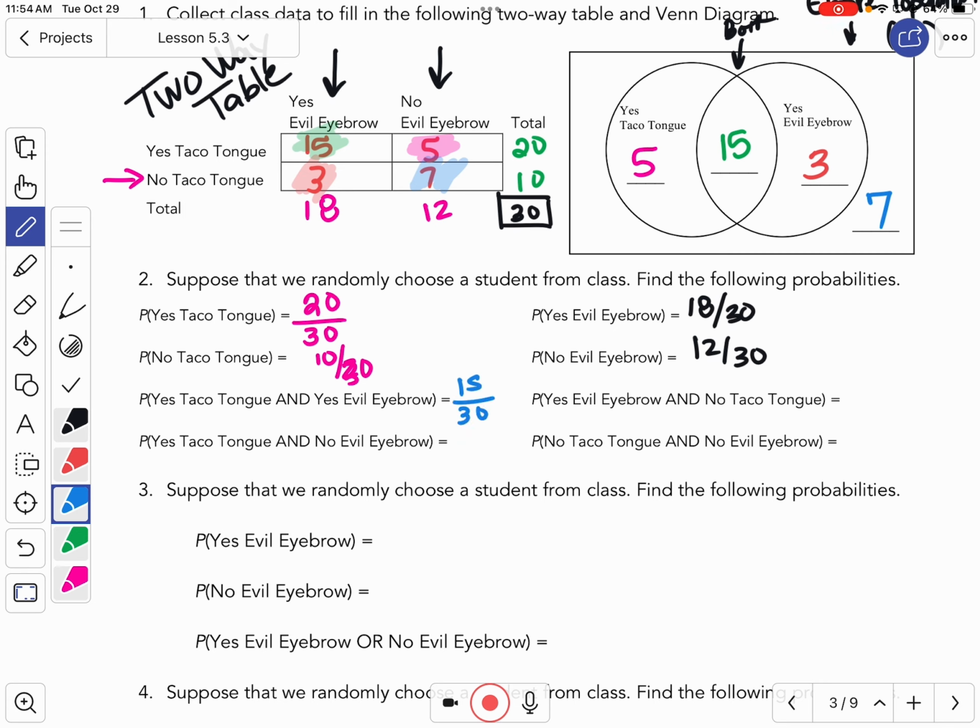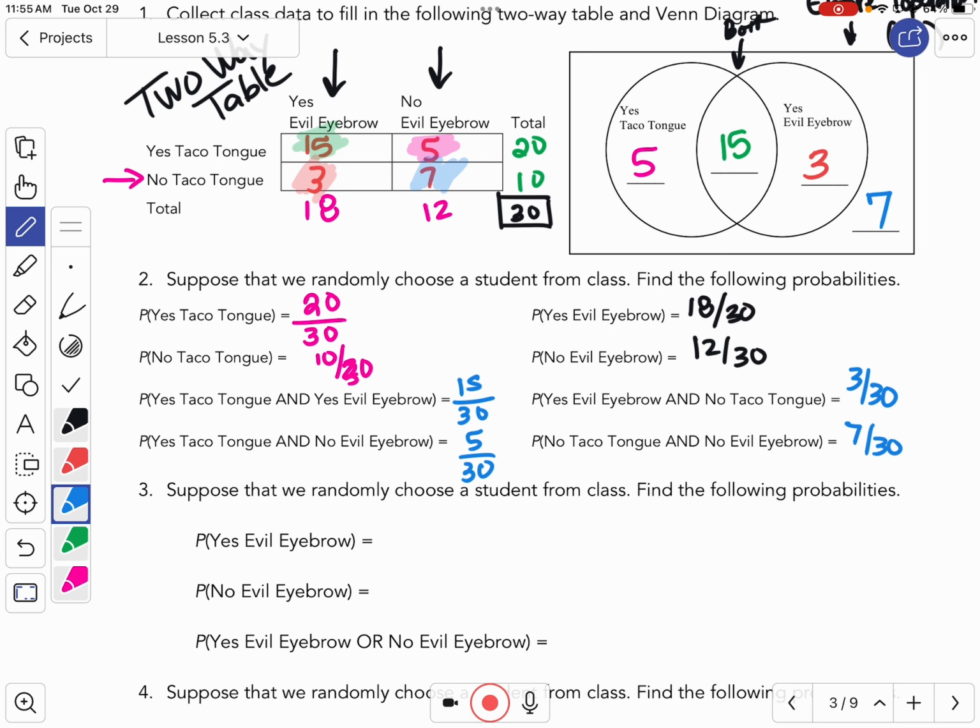Okay. How many of them are yes to the taco tongue and no to the evil eyebrow? We're looking for where those two rows and columns intersect. It's 5. Okay. How many are yes to the evil eyebrow but no to the taco tongue? 3 out of my 30. And how many are no and no? 7. Okay. So we can pull those from our chart. We can pull them from our Venn diagram.